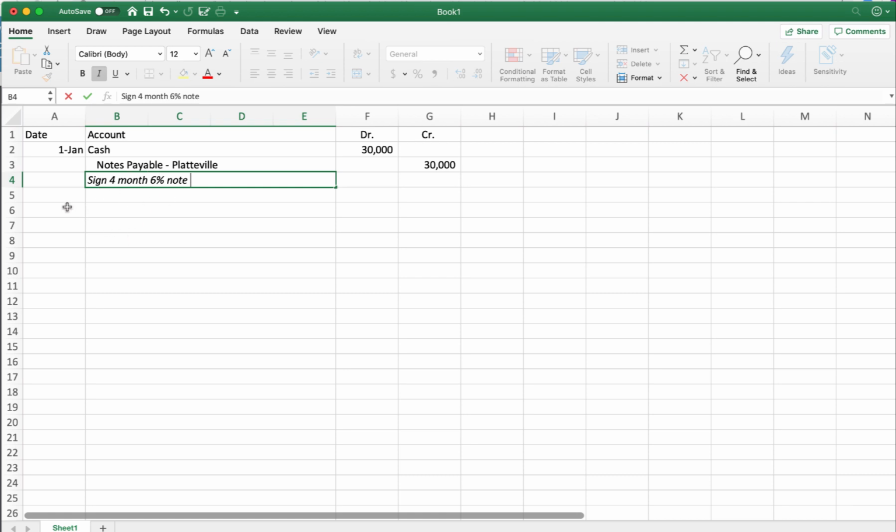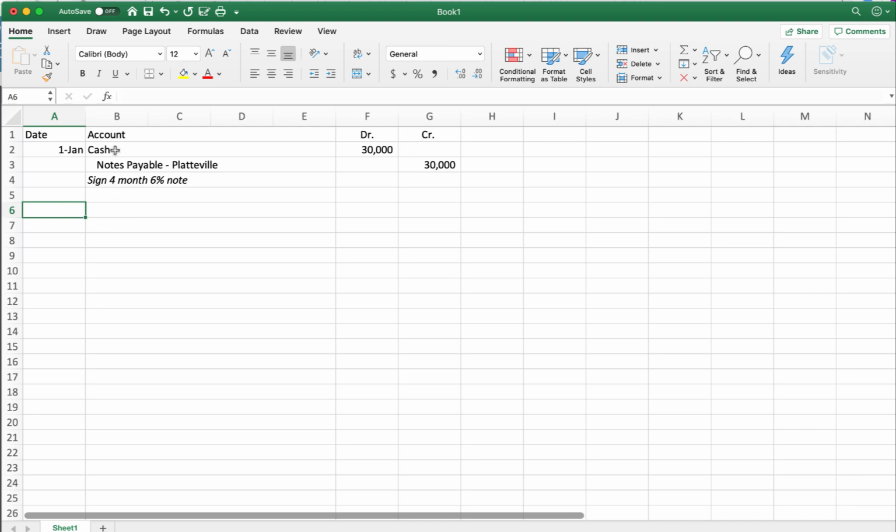Okay? Please, please always skip a space between your journal entries. A, it's proper form. B, it makes it look nice and neat. But in my mind, more importantly, it makes it easier for me to grade and to see.